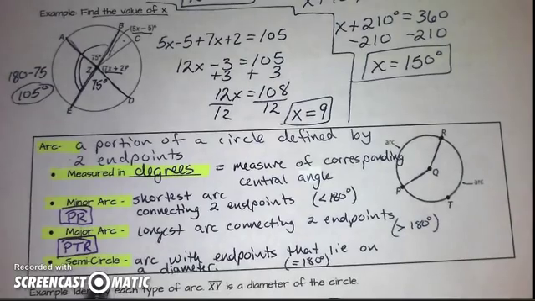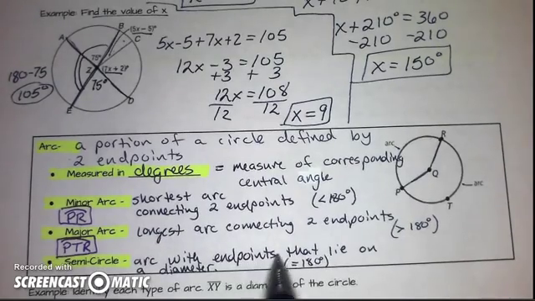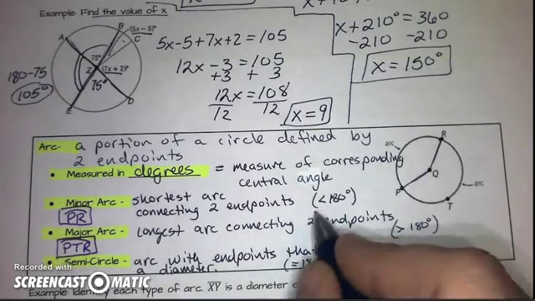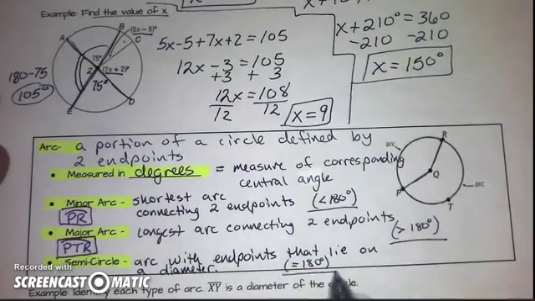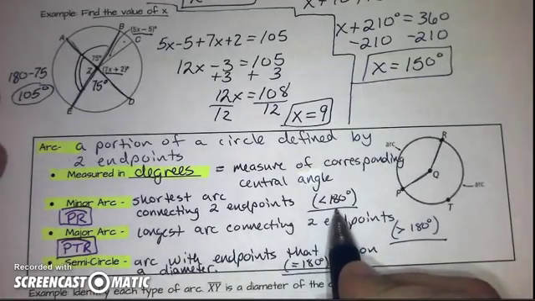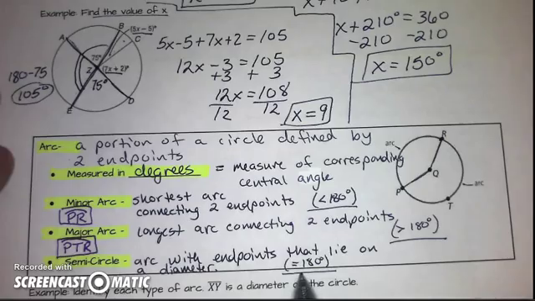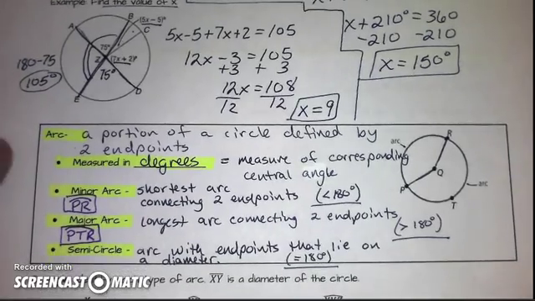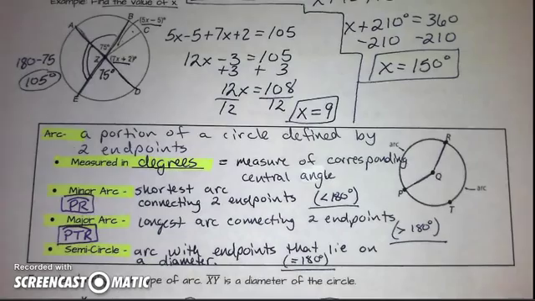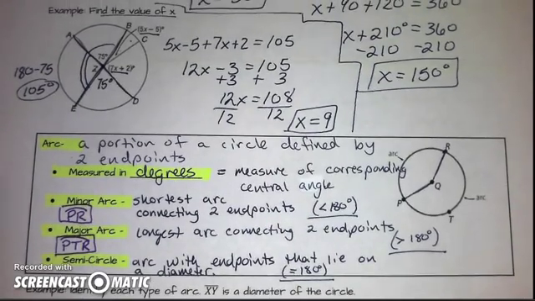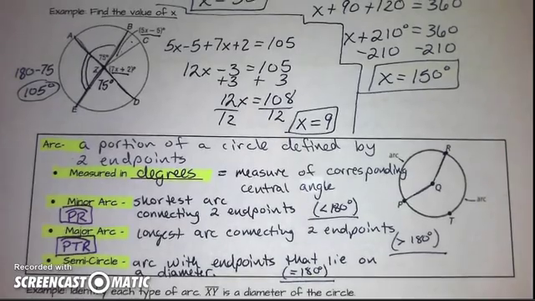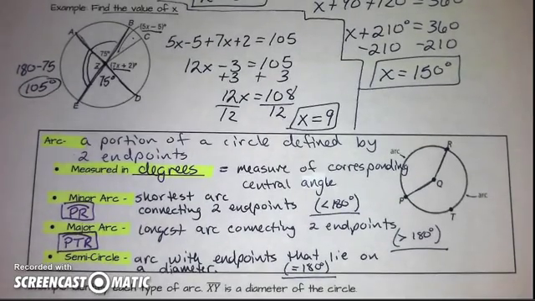And then a semicircle is an arc, but it's an arc with endpoints that lie on a diameter. And so you'll notice that I've written these here. A minor arc will always measure less than 180 degrees. A major arc will measure greater than 180 degrees. And a semicircle will equal 180 degrees. Okay, make sure you have that information down. If you need to, pause the video, this would be a good time to do that, to get caught up. Otherwise, we are going to move on to talking about how to identify the types of arcs from a given example.